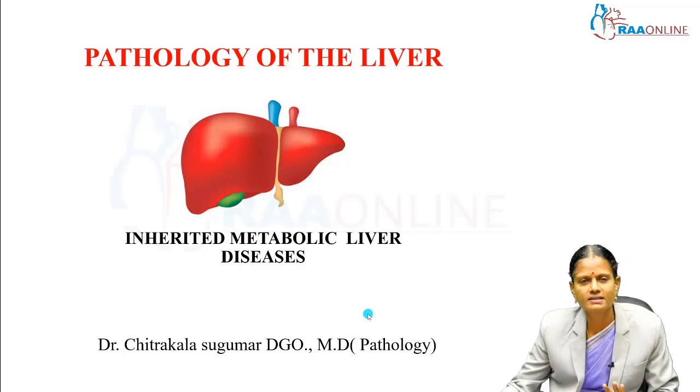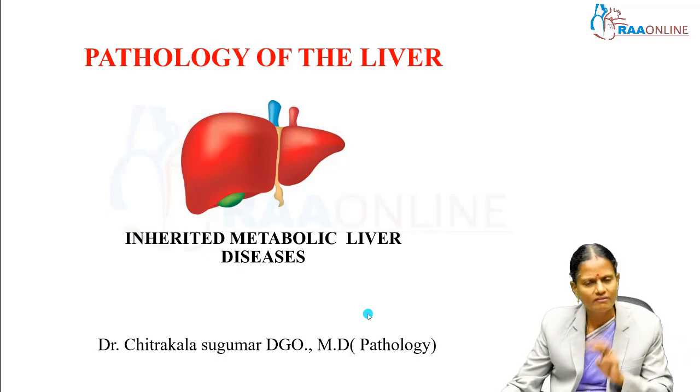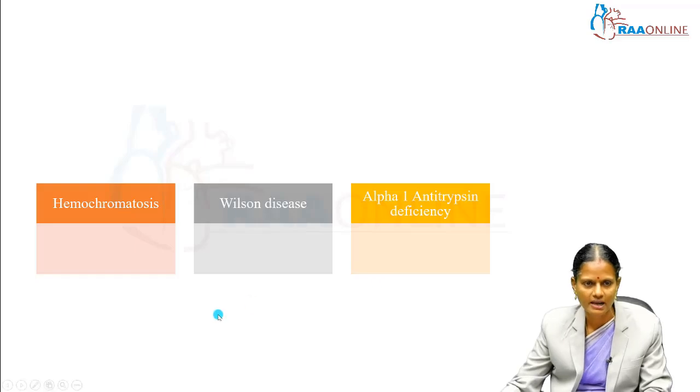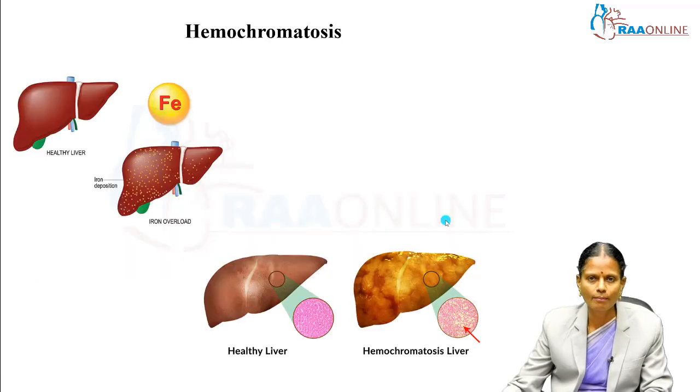It's going to be a very interesting one, with micronutrient abnormalities being deposited and producing damage to the liver. We'll see about three diseases: hemochromatosis, Wilson disease and alpha-1 antitrypsin deficiency. First we'll see about hemochromatosis. Hemochromatosis is deposition of iron in the liver.